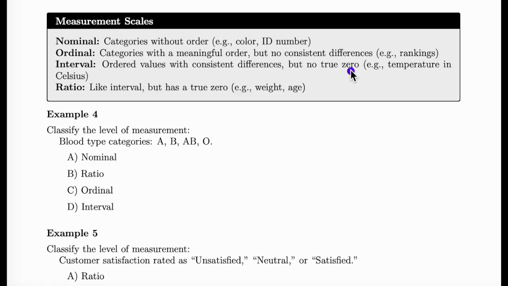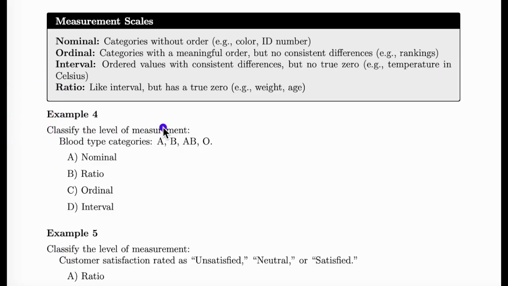Another example of a value of zero that isn't considered a true zero is temperature. When you look at the scale on a temperature gauge and you see that it's 0 degrees, that doesn't mean that there's no temperature. It's a placeholder.